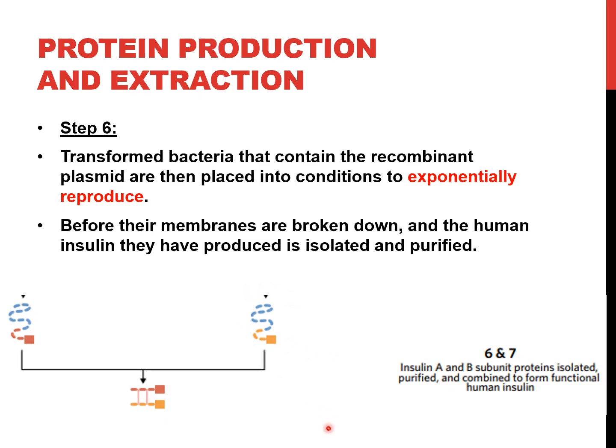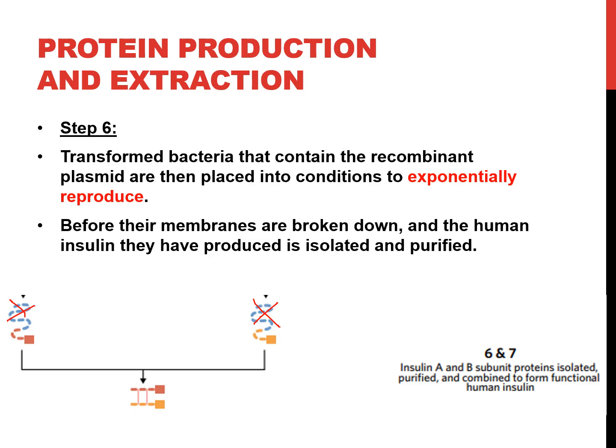Okay, so in this example here, the orange is subunit B, the red is subunit A, and then the blue on either side is that beta-galactosidase. Okay, that tail. Before their membranes are broken down and the human insulin they have produced is isolated and purified. So pretty much you need to isolate off that beta-galactosidase tail. Okay, so you need to cut this out.